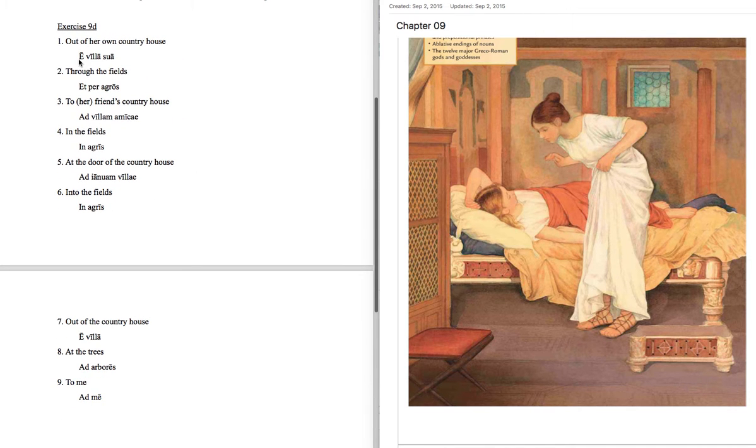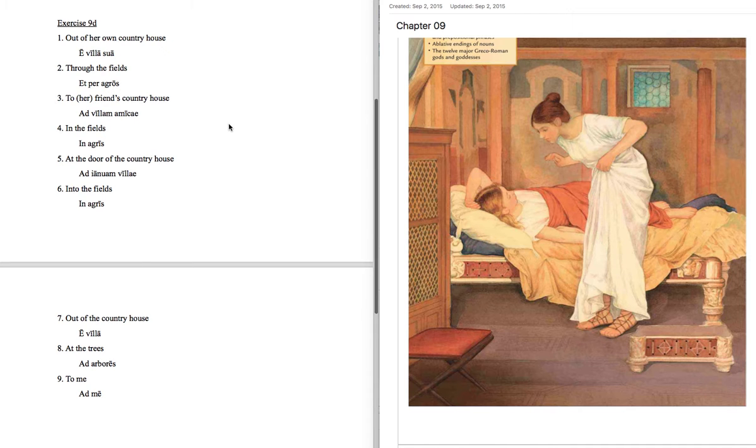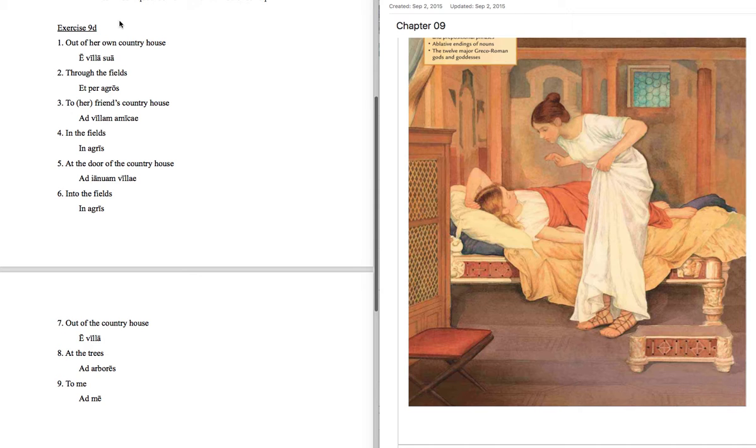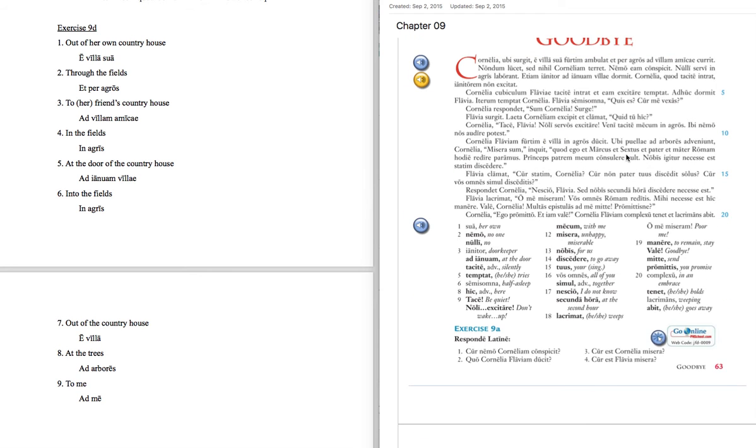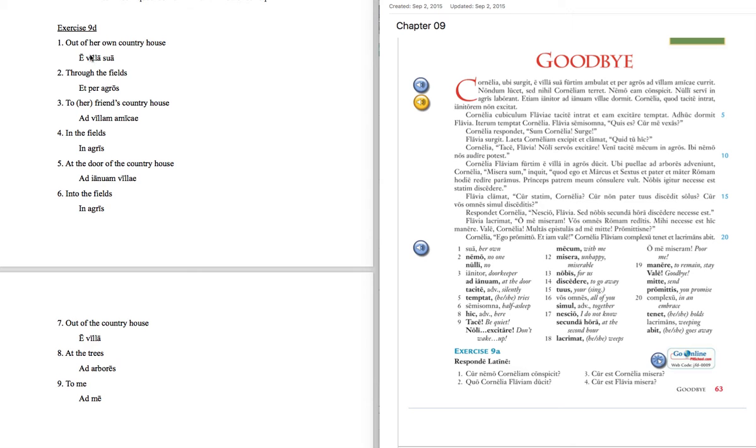So 9D, these are all taken right out of the story. It says find these prepositions as they appear in the story, and here's the story right here. So Brittany went through and carefully found all those prepositional phrases. Some of you are trying to make them up, I think, or pump them into translators, perhaps. I'm not really sure. I saw some answers that were a little confusing, but all of these appear right in the story. Right from the very first, we see out of her own country house. There it is right there. A villa sua. Out of her own villa. So out of her own country house is right there.